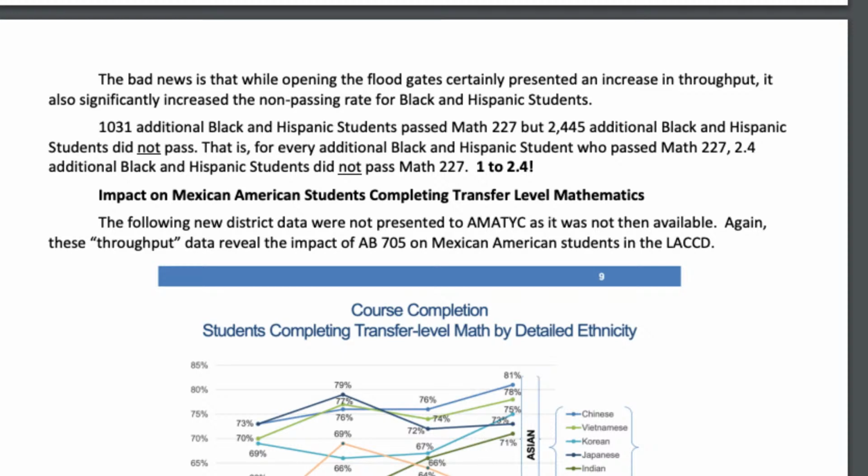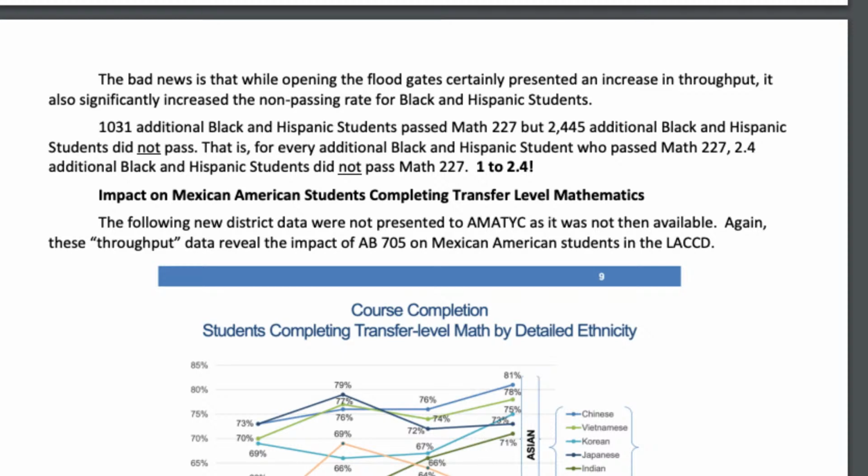The bad news is that while opening the floodgates certainly presented an increase in throughput, it also significantly increased the non-passing rate for black and Hispanic students. In other words, those students crashed, didn't pass. 1,031 additional black and Hispanic students passed Math 227, but 2,445 additional black and Hispanic students did not pass. Now here's where the unit ratio stuff comes into play.